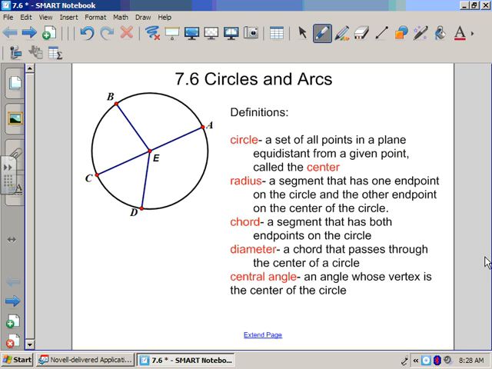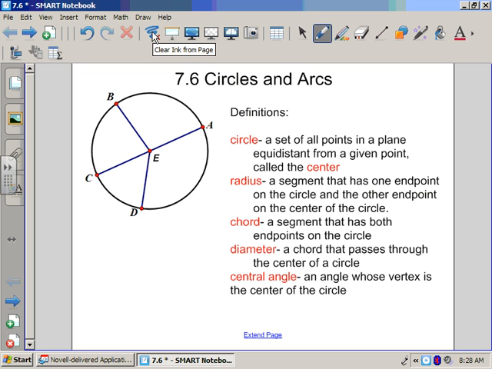A radius is a segment that has one endpoint on the circle and the other endpoint in the center of the circle. Excuse me, DE is a radius. A chord is a segment that has both endpoints on the circle. Let me draw a chord. There's your chord. That would be chord BC. A diameter is a chord that passes through the center of the circle. Well, there's AC. That is a chord. It has both endpoints on the circle, and it passes through the center E.